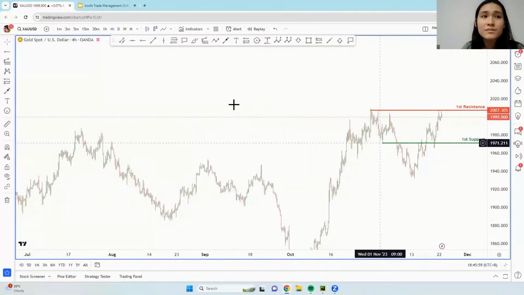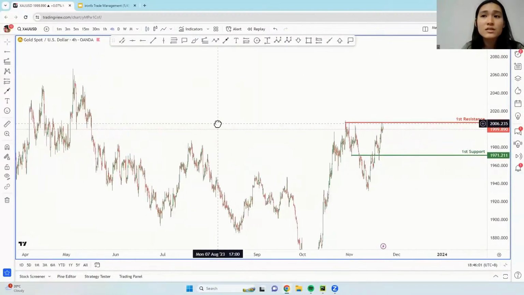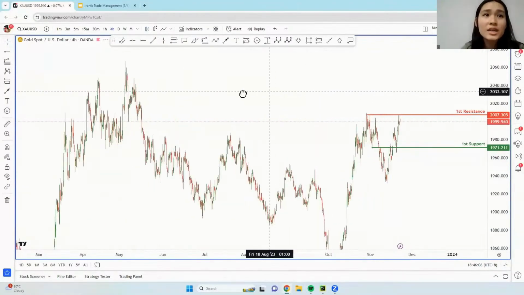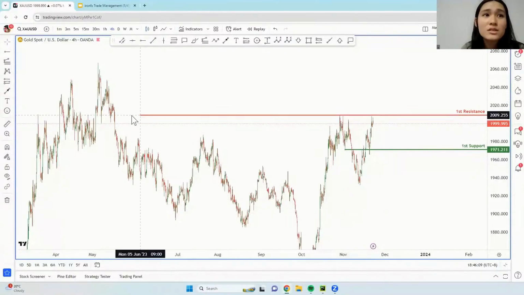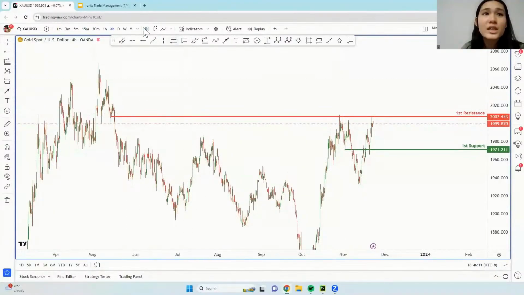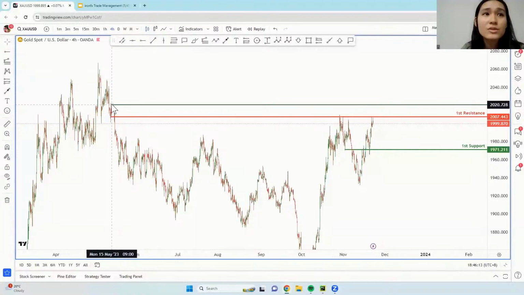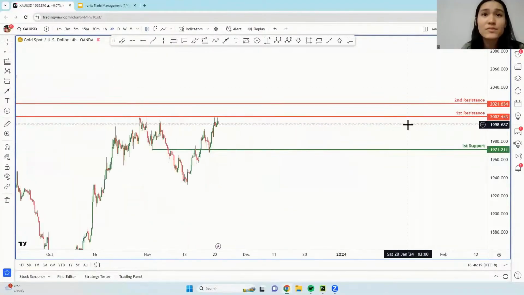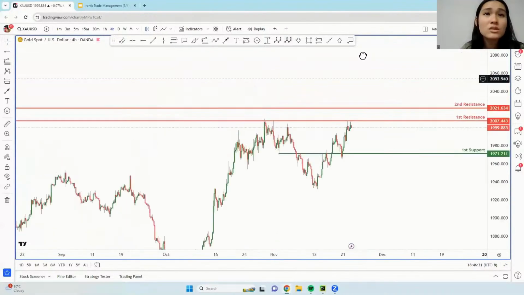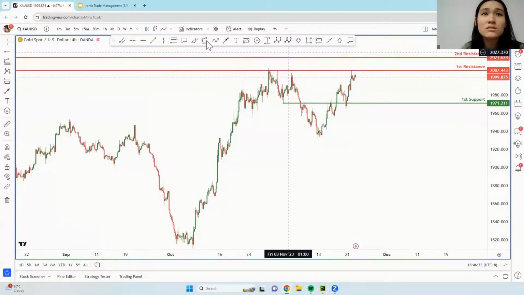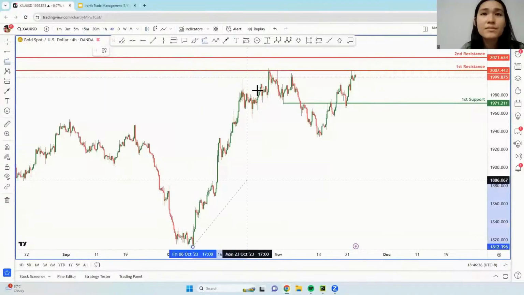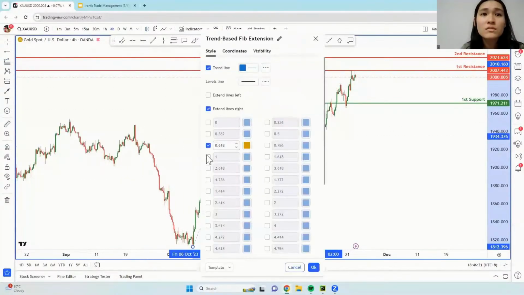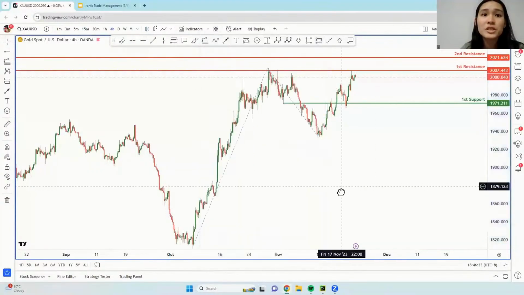Okay, and then let's see. Okay, I think our first resistance can go all the way back here, and I'm going to see if this level can be supported by any Fibonacci levels. Okay, so I'm looking for our projection here.